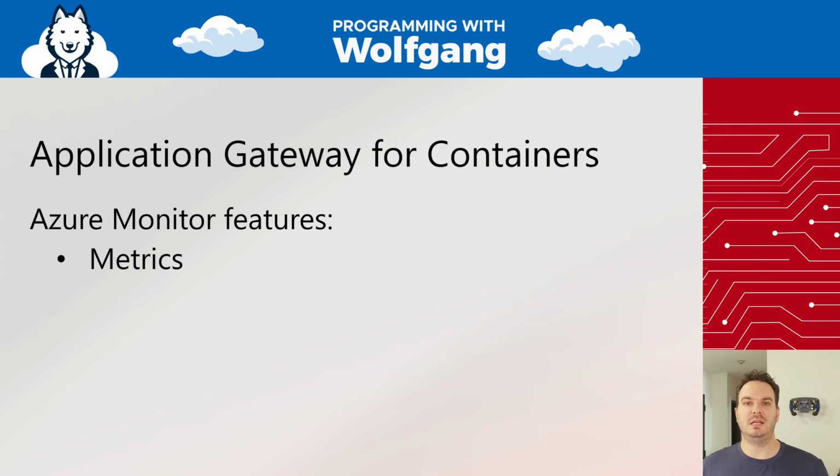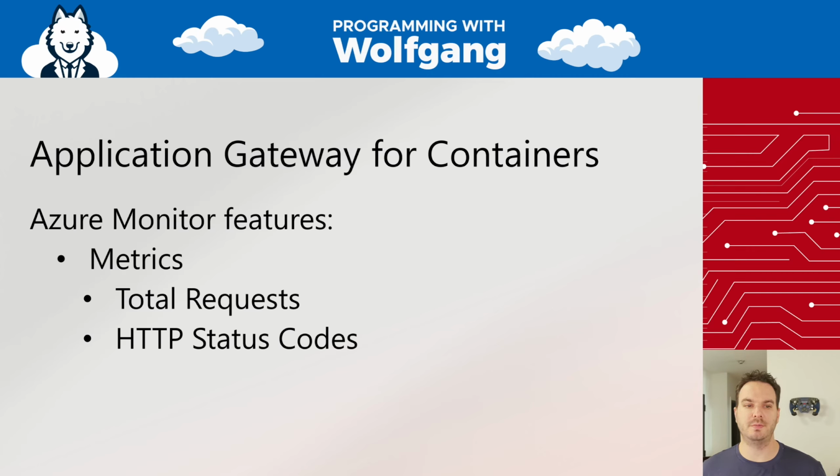So for the Application Gateway for Containers, we can use the Azure monitoring features. This means we can have metrics. For metrics, we can have information like the amount of total requests, the HTTP status code, so everything we want to see if our application is healthy and what is going on with our application. Next up, we can also have diagnostic logs. So again, we can see what is going on.